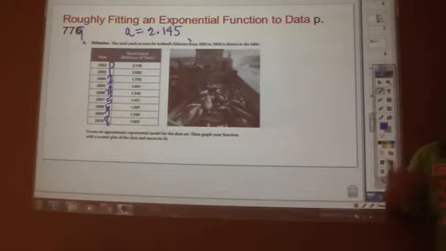Okay, so we're going to do it Celia's way. What is our A? 2.145. Now, what did Celia do to find B? What did she do to find all the B? She divided everything and found the ratio. So I need you to help me.